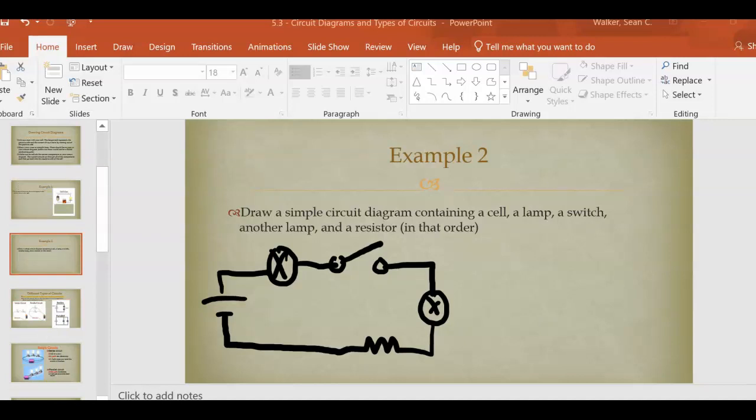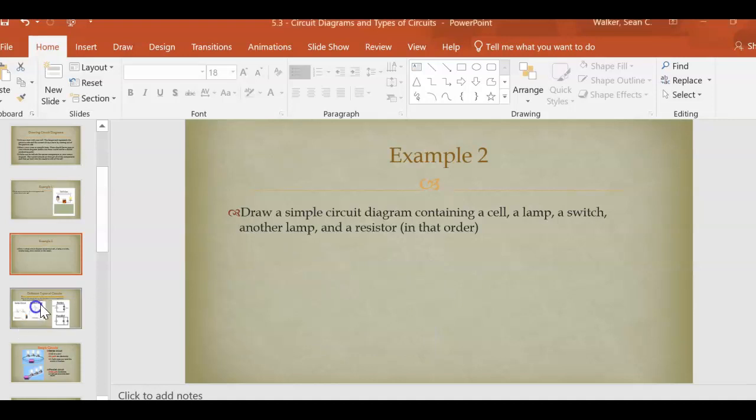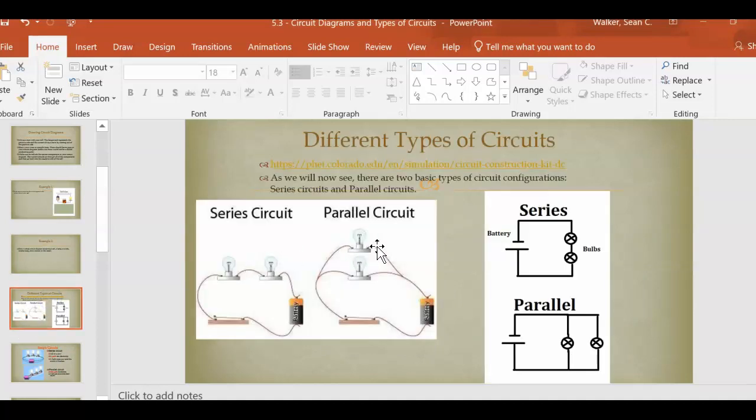Okay, so now that you've seen basic circuit diagrams, let's take a look at different types of circuits. There are two primary types of circuits that you need to be aware of, called series circuits and parallel circuits. In this picture, you can see the difference between a series circuit and a parallel circuit.